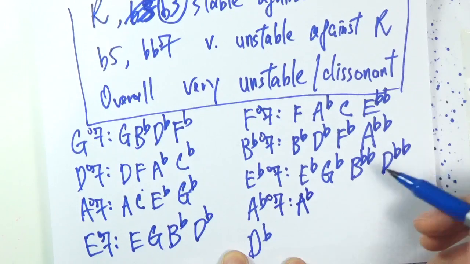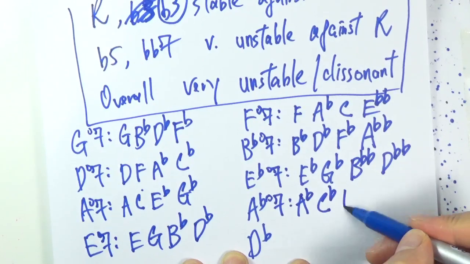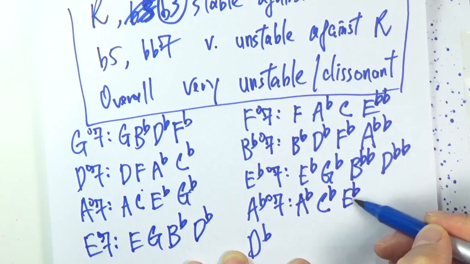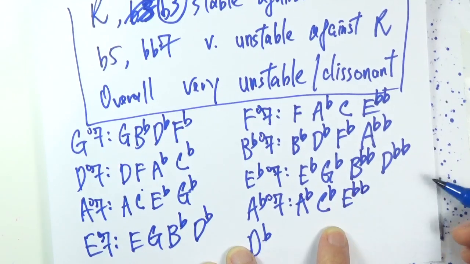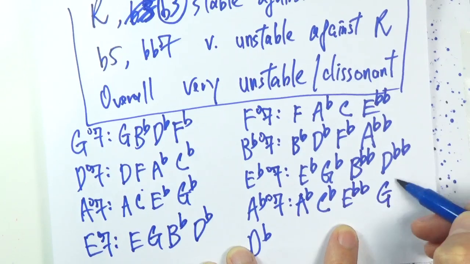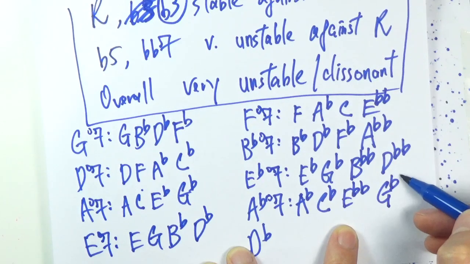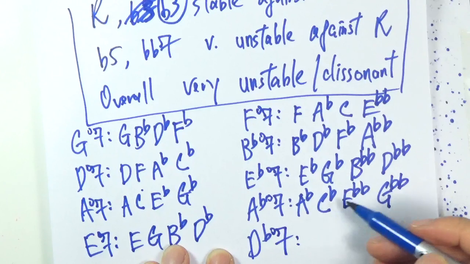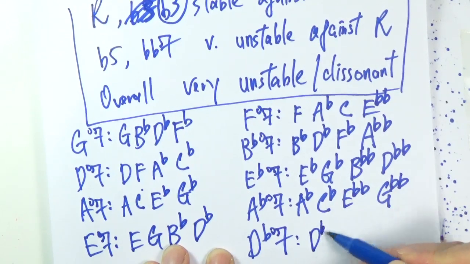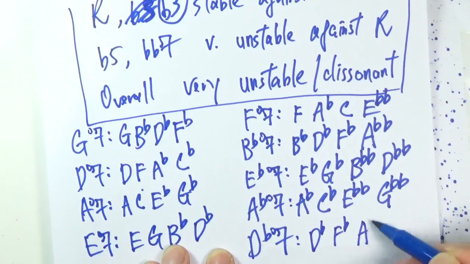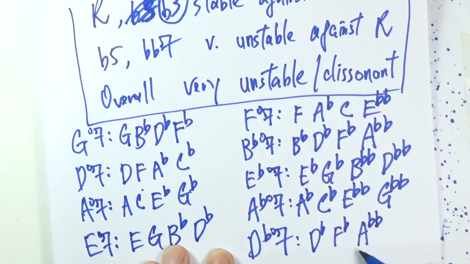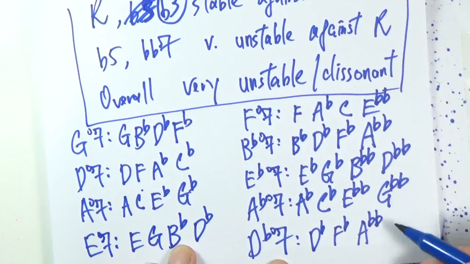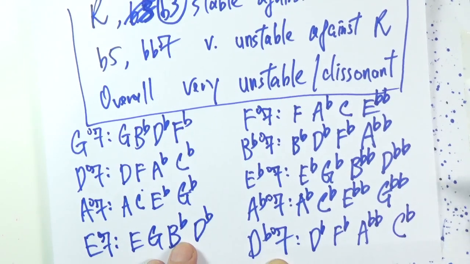A flat diminished 7th. So A flat, C flat, E flat would be your perfect 5th. Remember, we are starting on A flat. So E double flat. And then you should have G flat as your minor 7, so G double flat. Finally, D diminished 7th, so that should be D flat, F flat, A flat double flat, because A flat would be the perfect 5th. And you should have C flat as your minor 7, so C double flat should be the diminished 7th.